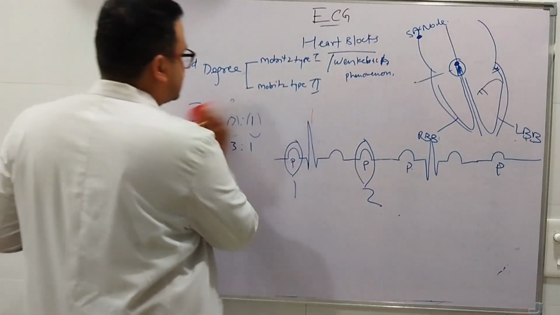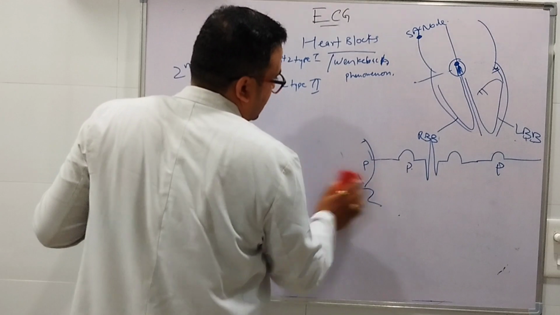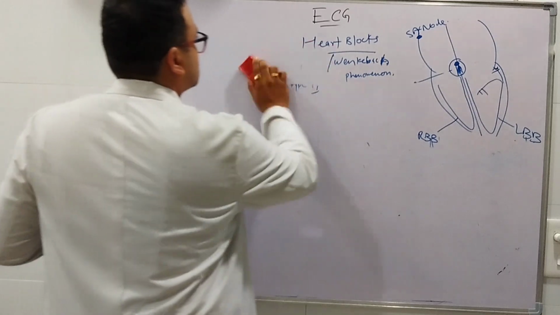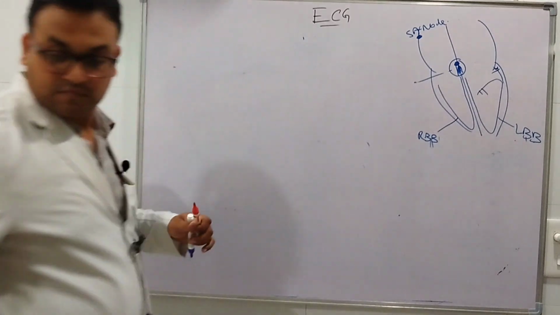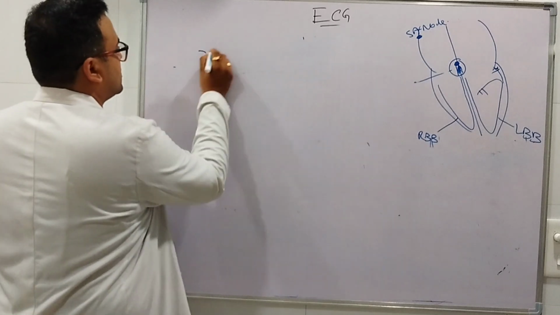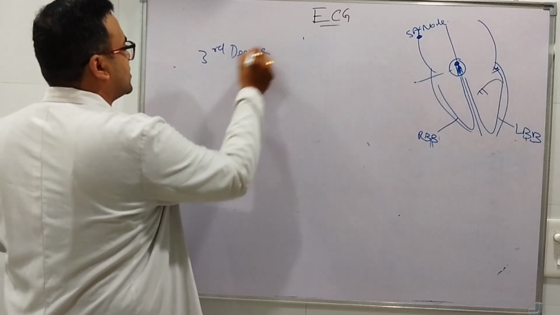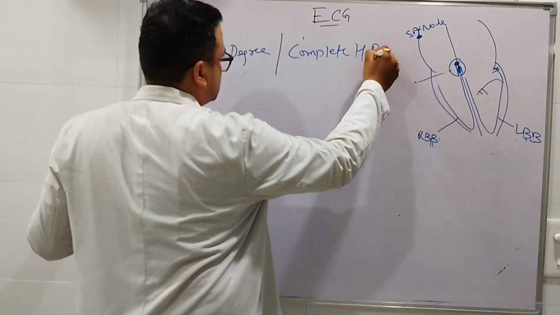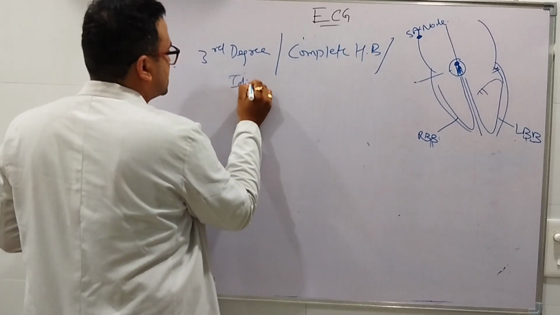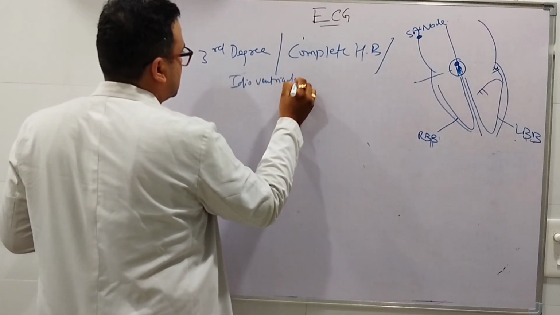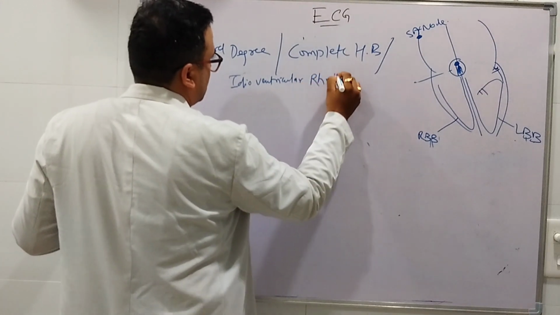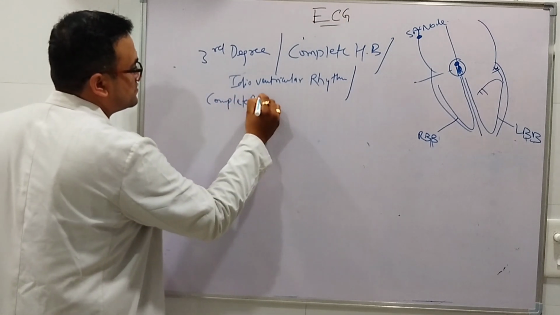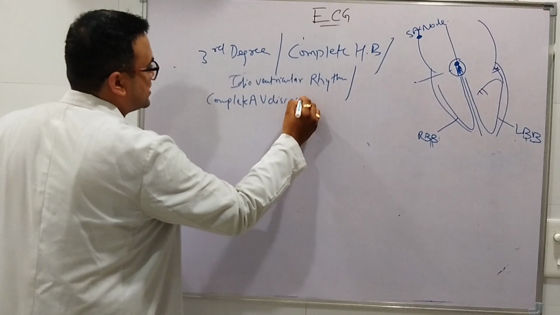Now we will come to third degree AV block. Third degree AV block is also known as complete heart block or idioventricular rhythm or complete AV dissociation.